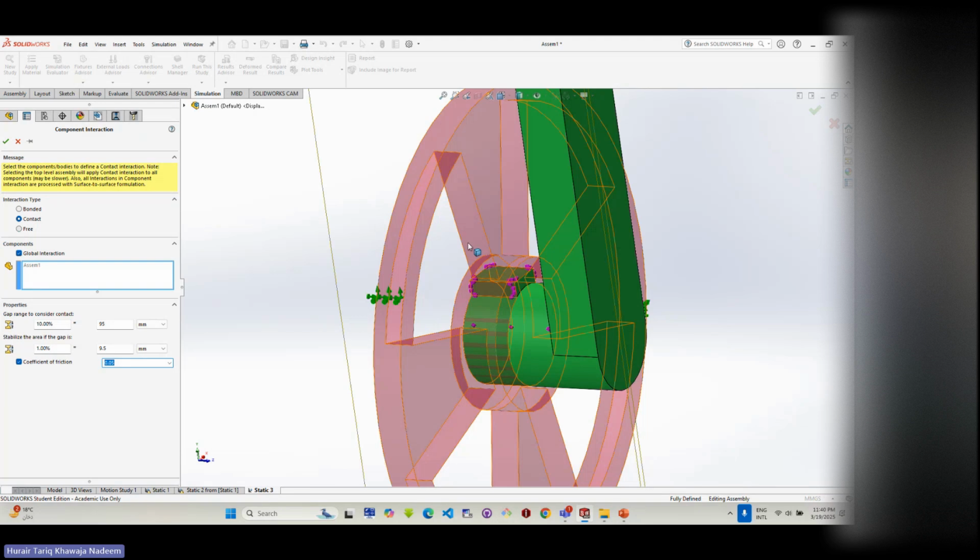Free means there is going to be no contact, it's going to continuously rotate and be gone. Okay, so do not use free over here. Free is used, I don't know for which purposes, but either you are going to use bonded or contact. Normally you will use contact. Okay.